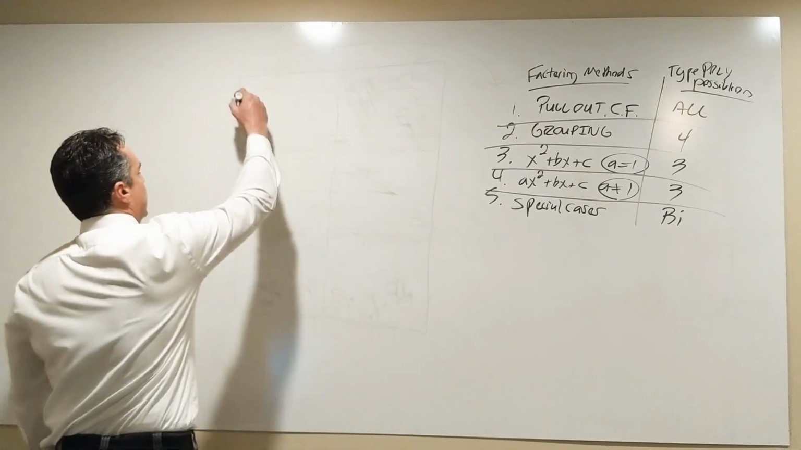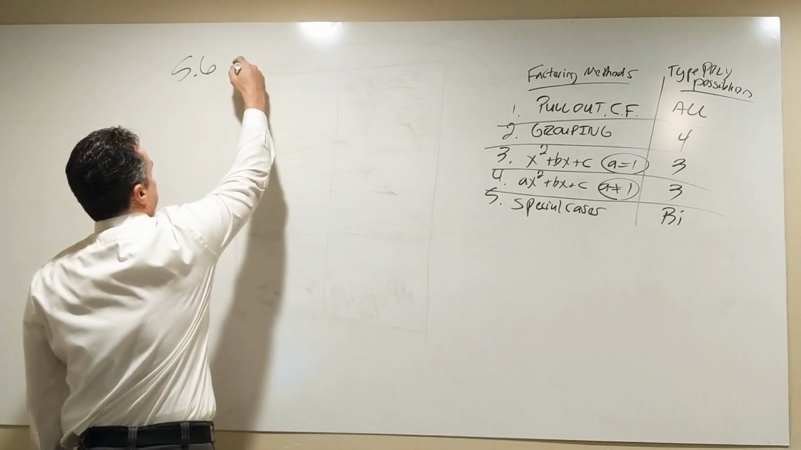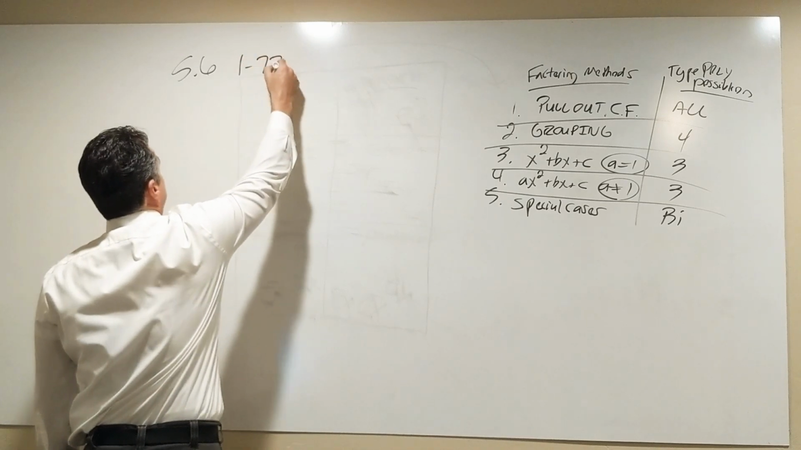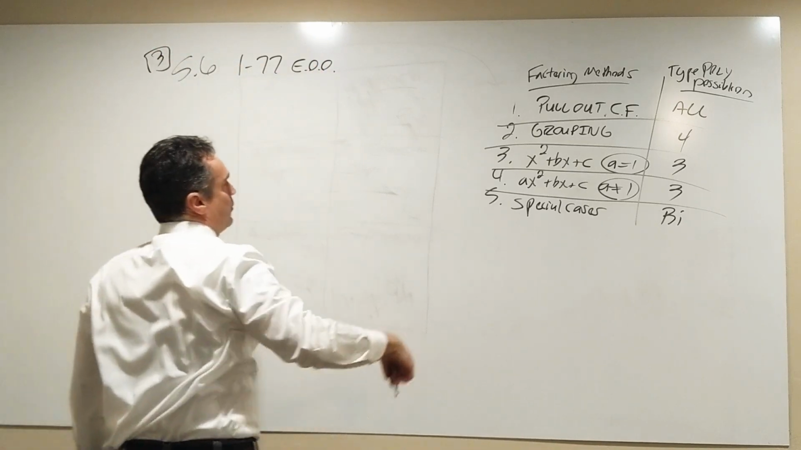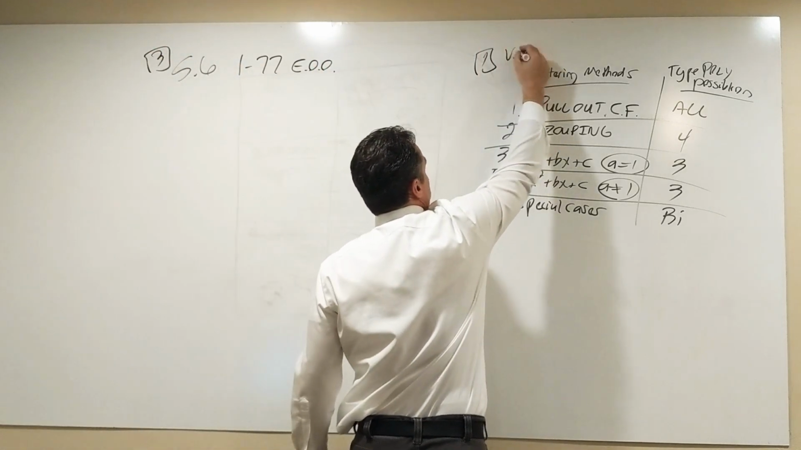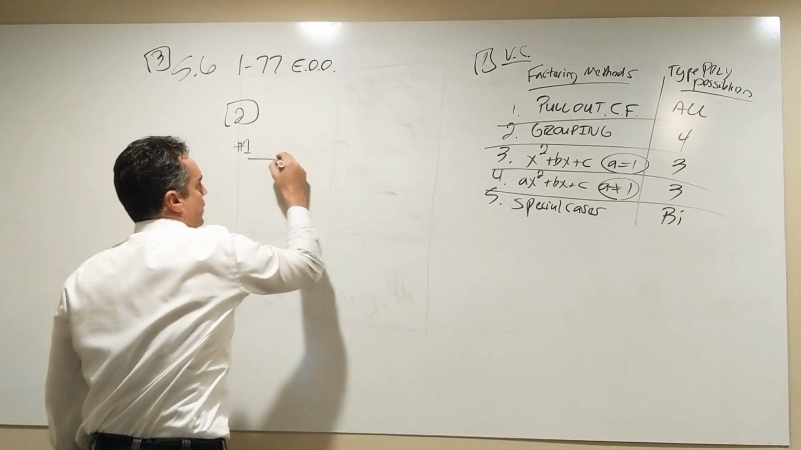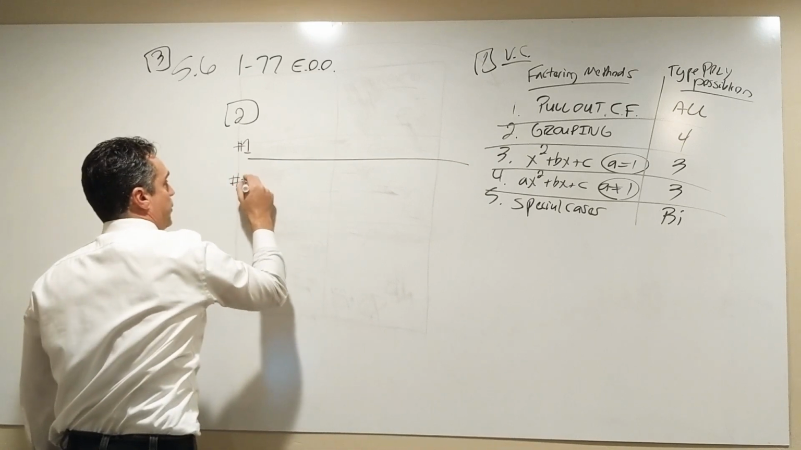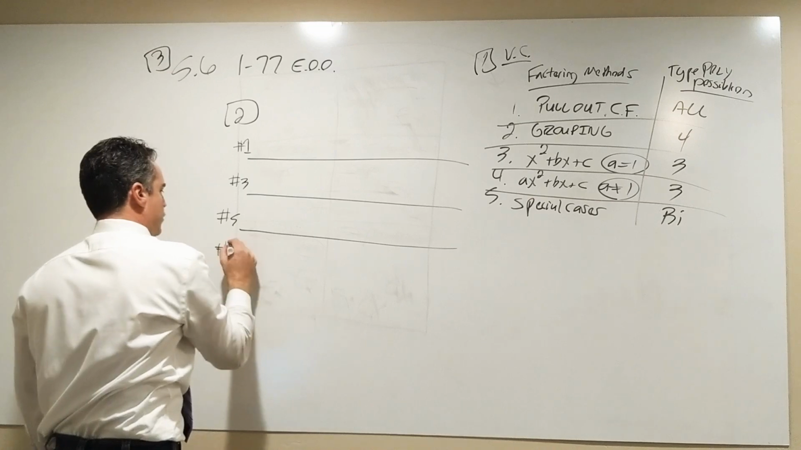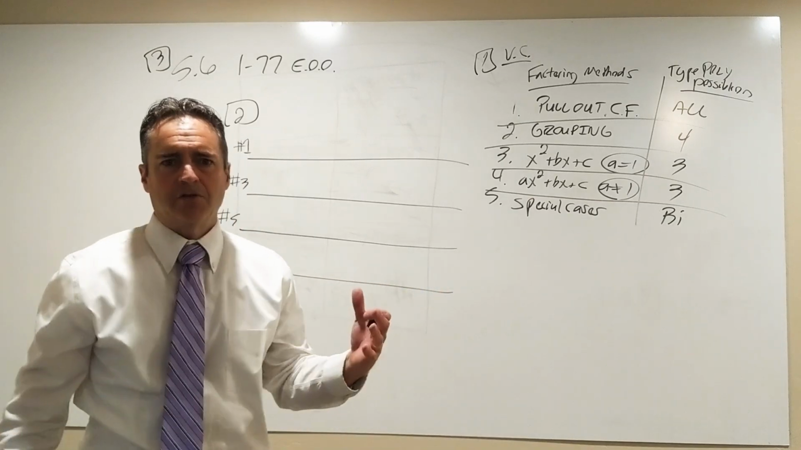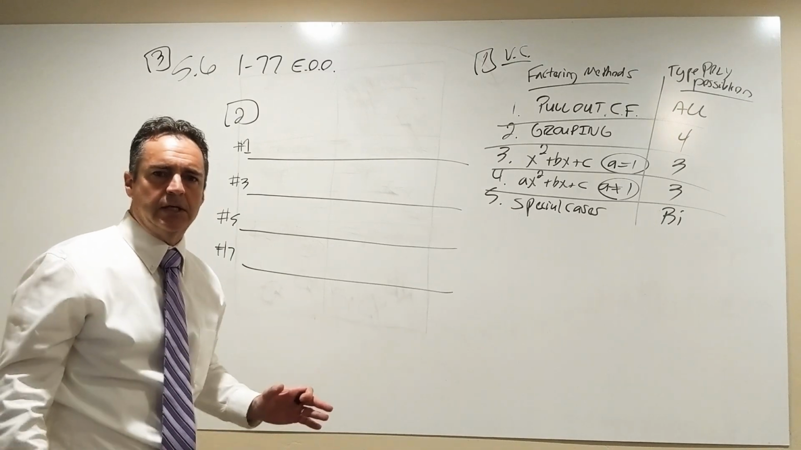What I want you to understand is in section 5.6, there's 78 problems. You're going to do 1 through 77 every other odd, and that's part 3 of the assignment. So part 1 is the visual chart, but part 3 is all these lines. It has number 1, and then it has number 3, and number 5, and number 7. So we're skipping the evens. There's no sense in doing the evens.